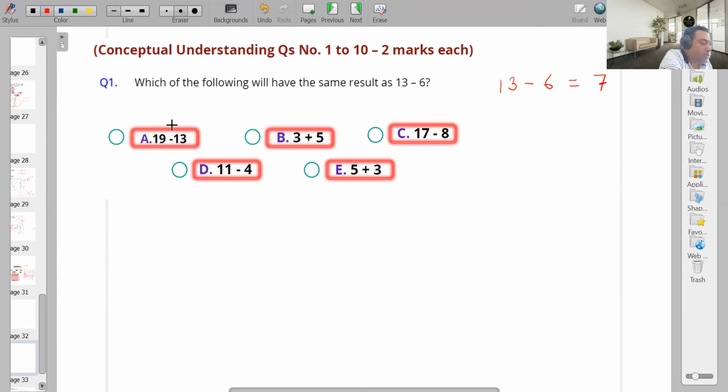So 19 minus 13 gives you a 6. 3 plus 5 gives you an 8. 17 minus 8 will give you a 9. 11 minus 4 will give you a 7. And 5 plus 3 will also give you 8. So we can see you get a 7 only when you do 11 minus 4. So your correct answer is option D, 11 minus 4, which is 7. Let's go to the next question.